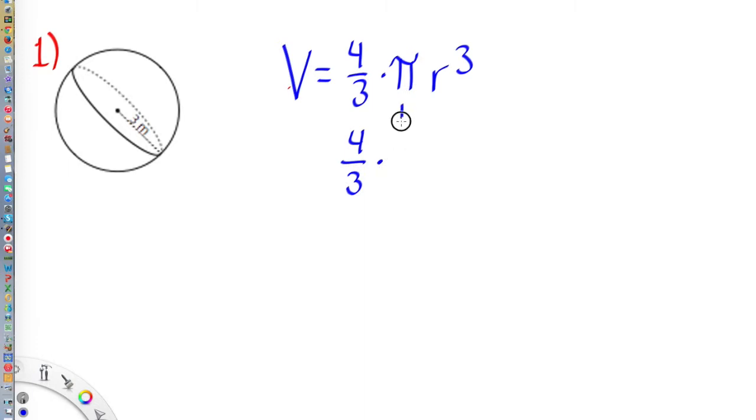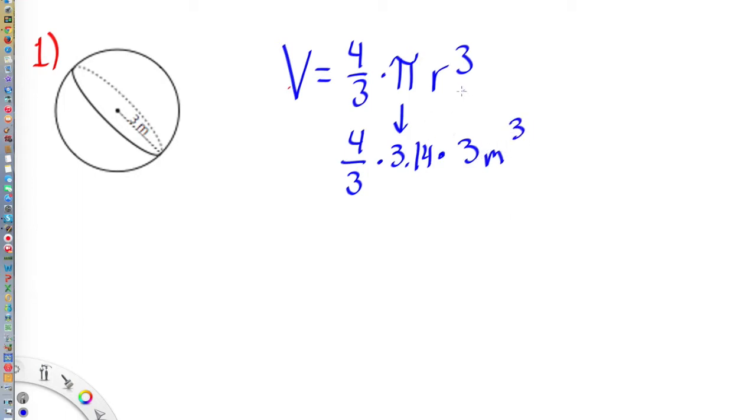Boys and girls, let's take a look at number 1. Here we have a sphere, and the radius of the sphere is 3 meters. So we're going to use our volume formula. Volume is equal to 4/3 times pi r cubed. All we have to do is substitute pi and r. So we're going to keep 4/3 times pi is approximately 3.14 times the radius, which is 3 meters, and we're going to cube that.